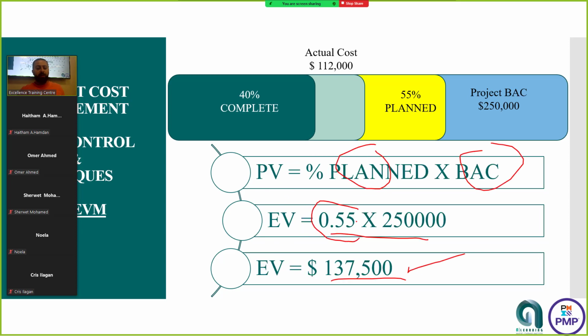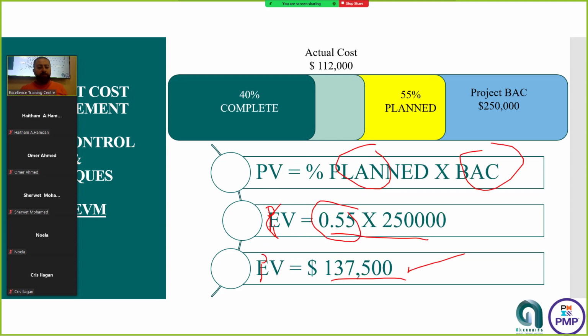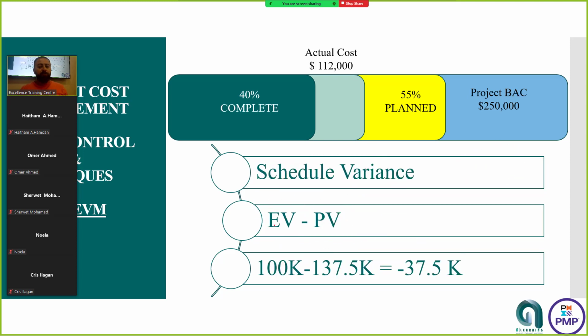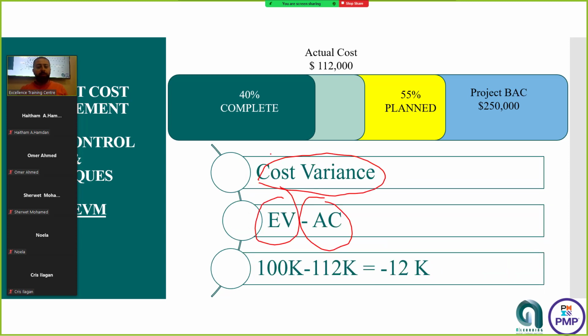You have calculated the EV. Sorry, is it EV or BV? I make it BV, because the bond is 55%. Yes, so it's BV. It's a typo, sorry. So you have the EV already calculated, and you have the PV already calculated, you can use them, right? So for the cost variance, you have the EV minus AC, and this is the value.